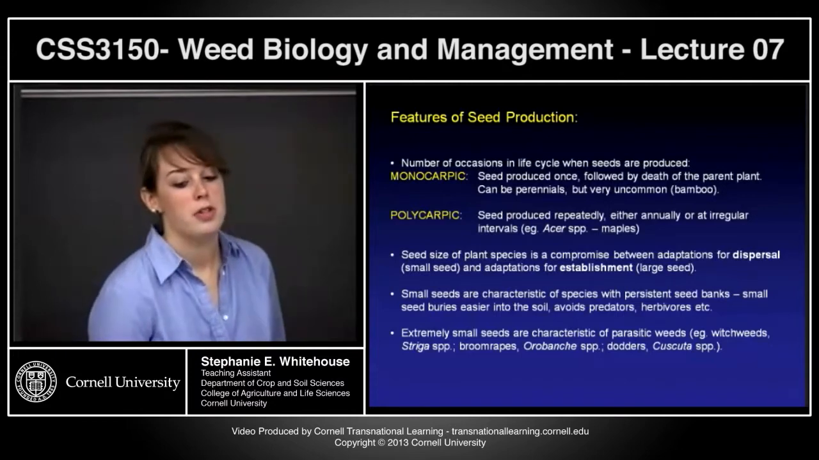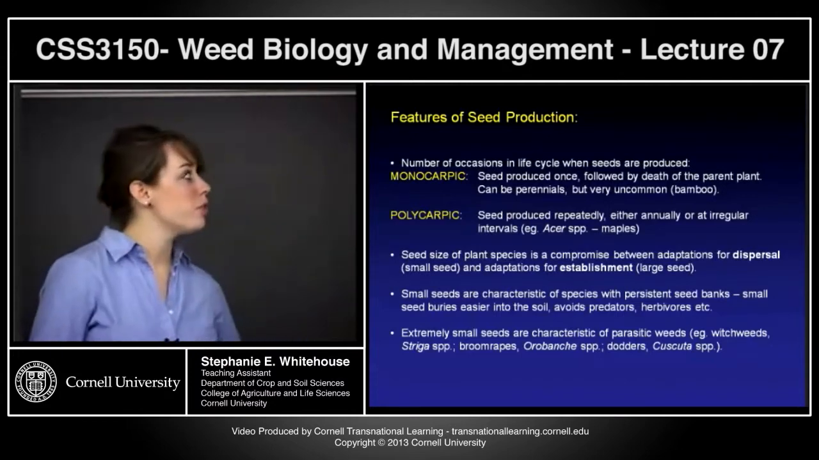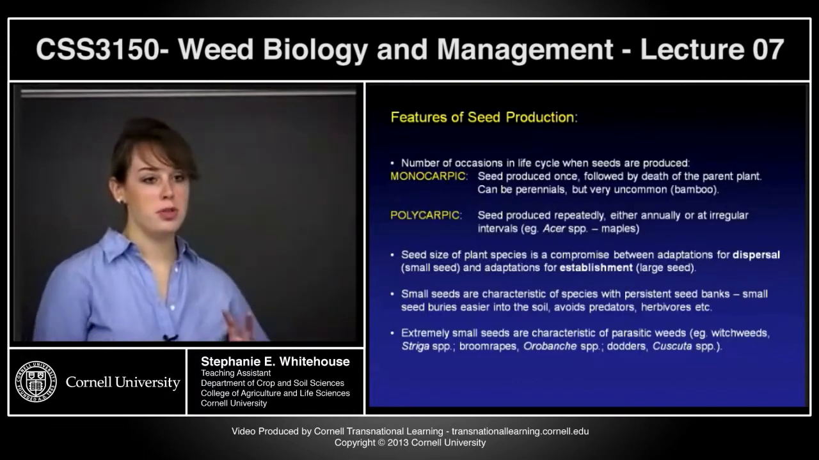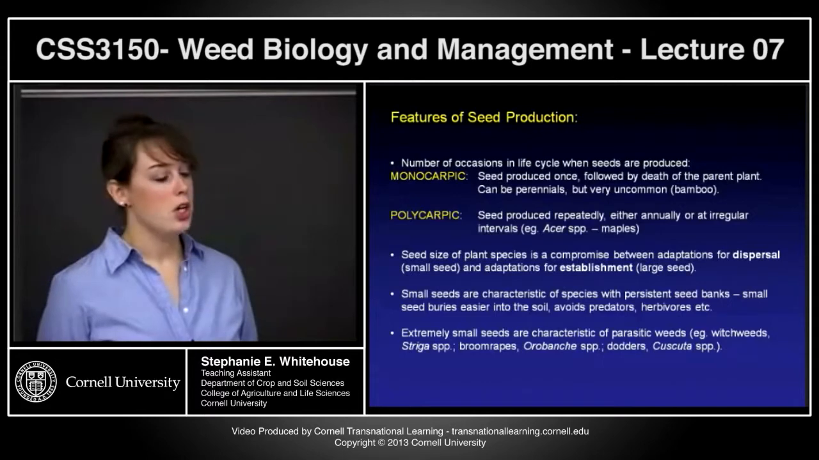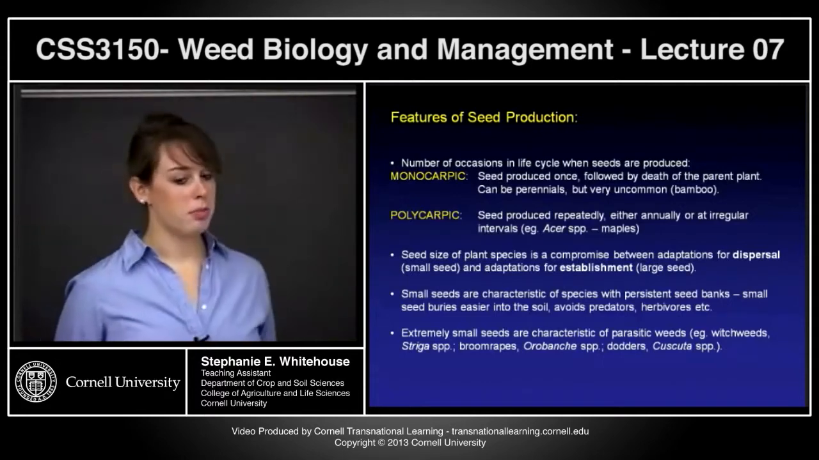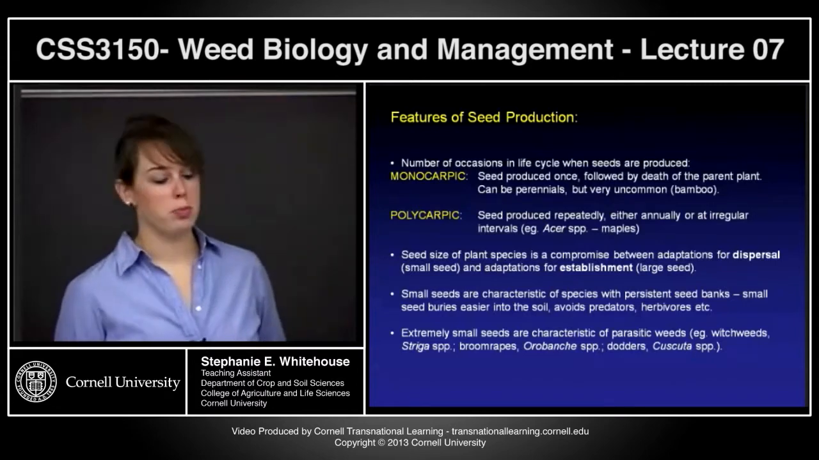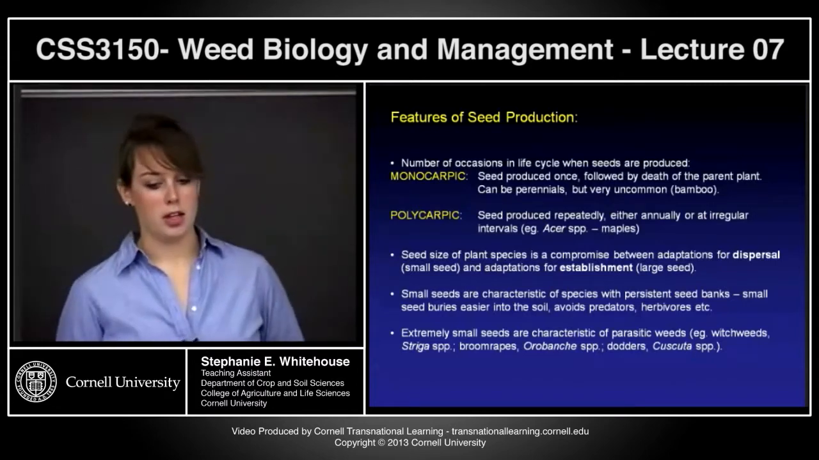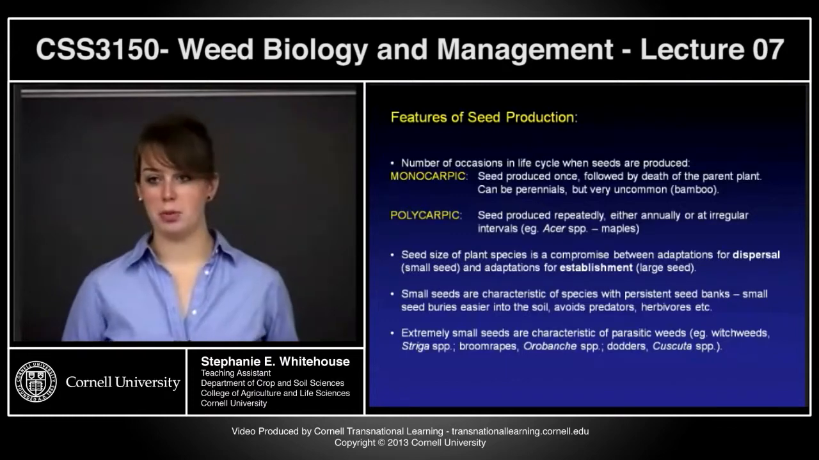Okay, so some features of seed production. There are two different types of plants, or two different types of seed production that you can have in terms of a life cycle. You can have monocarpic plants or monocarpic seeds, where these plants will produce seeds at one point in their life, and then the parent plant will die off.